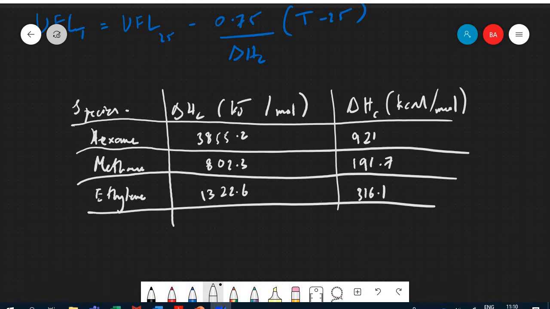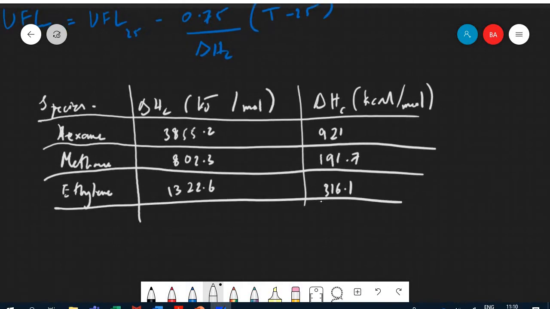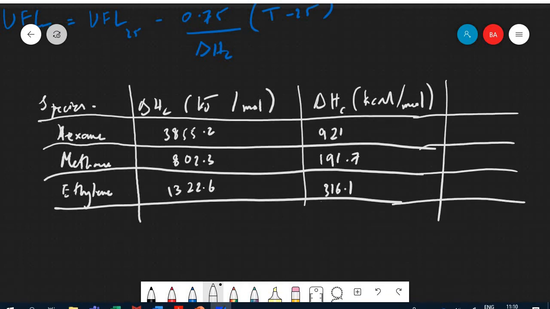Okay, so we found them. And what we need as additional information here is the mole fraction, and we already found our mole fraction. Let me write here, mole fraction. We found that it is 0.25 based on total combustibles, and that is 0.5, and that is 0.25. So all you need to do is say 921 multiplied by 0.25 plus 191.7 multiplied by 0.5 plus 316.1 multiplied by 0.25.